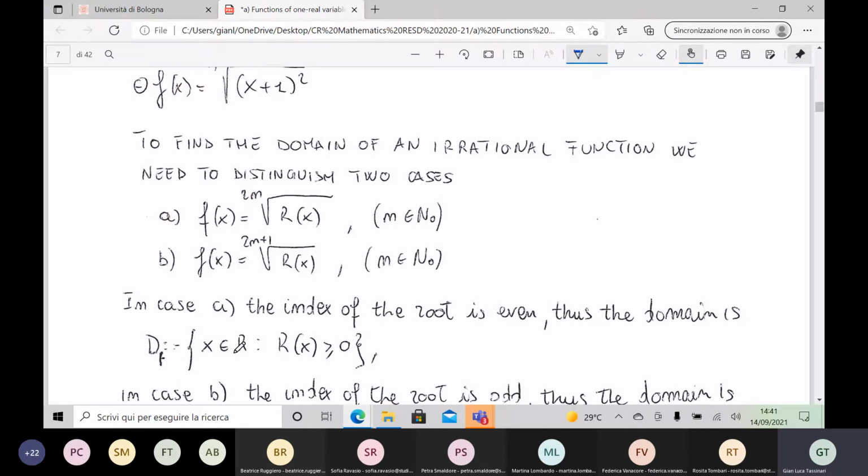In case B, the index of the root is odd. So in this case, guys, the domain of f is exactly equal to the domain of the function inside the root, because a root function of odd order imposes no restriction on the domain. So the domain of f in this case is equal to the domain of R.